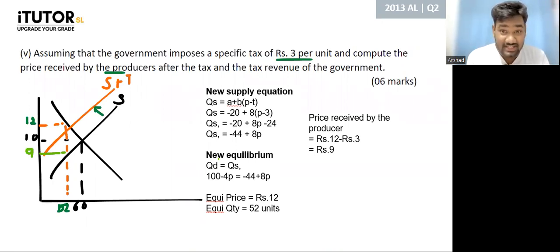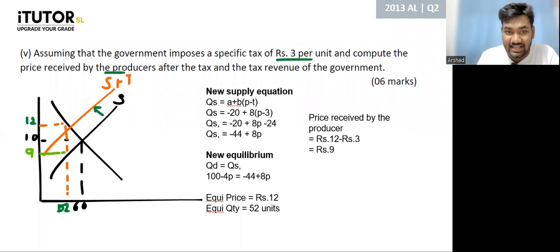By looking at this question, guys, can you tell me who is bearing a higher portion of the tax burden, the consumer or the producer? These can be questions in your exam. So the consumer earlier paid 10 rupees and is now paying 12 rupees. So the consumer is paying 2 rupees of the tax. The producer earlier received 10 and is now only receiving 9. So the producer is bearing only 1 rupee of the tax.